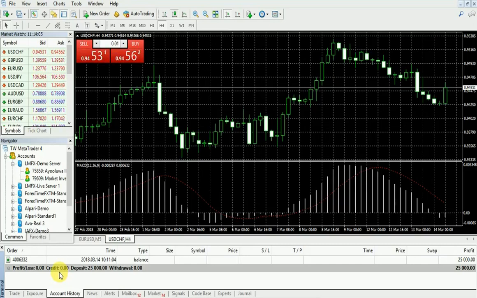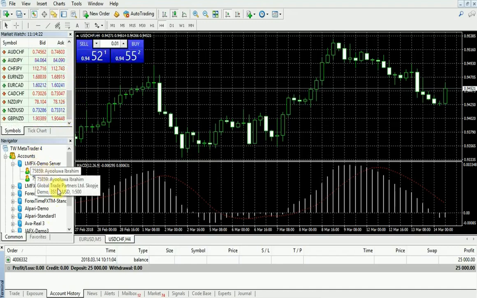So how do you place a trade here? So you have here, we grab the market watch. You have different currency pairs. They call them symbols: USD, CHF, GBP, USD, and a lot of them are here. You can switch from one server to another. This is LMFX, FXTM, Alpari. So far you set it the way you want it to be.